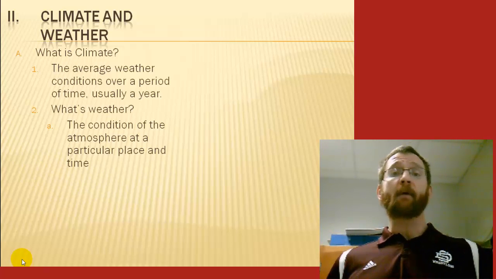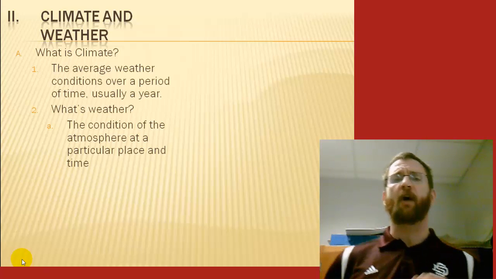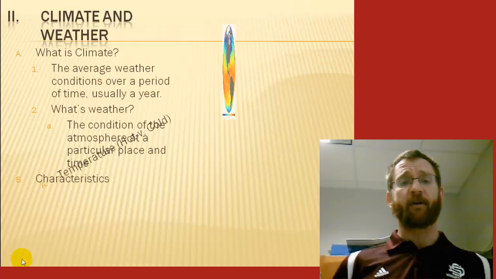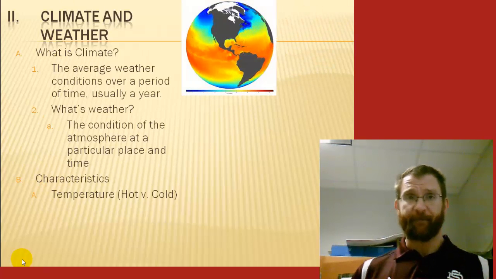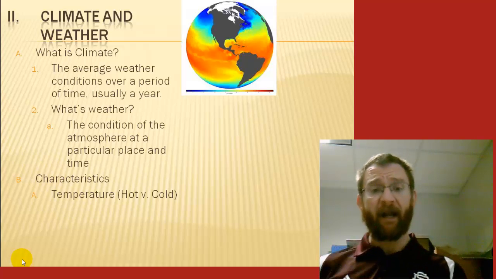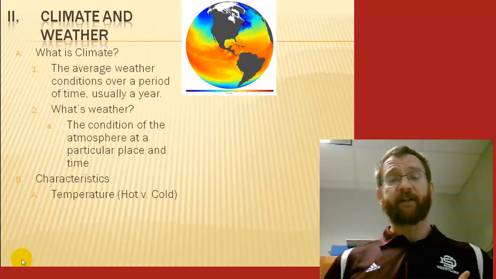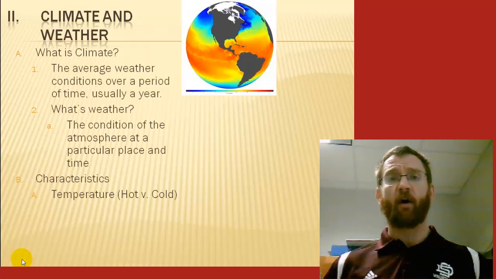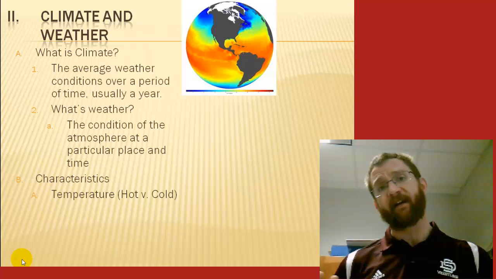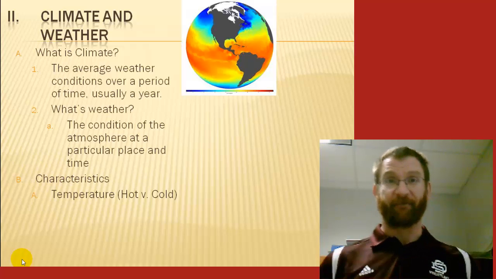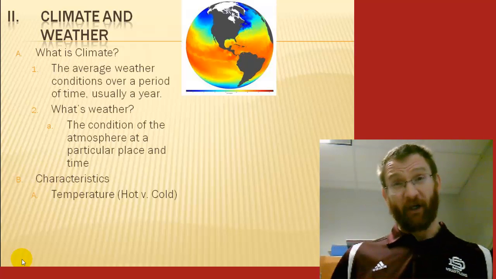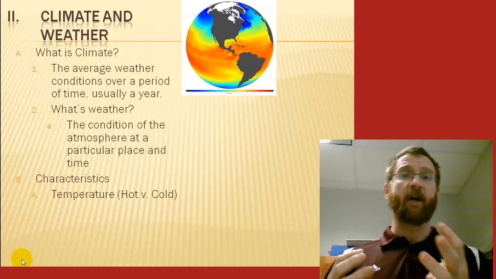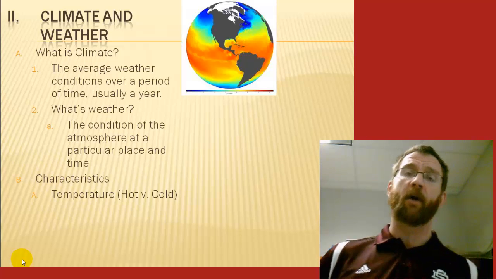So when we describe climate, what are the characteristics that we use to describe climate in almost all situations? What are the things that we use to describe it? Well, first of all, we're going to talk about temperature. Is a place hot or cold? This means, is the average temperature of a place over a year 75 degrees Fahrenheit, or is it -4? Or is it 32 degrees Fahrenheit, which is right at freezing?